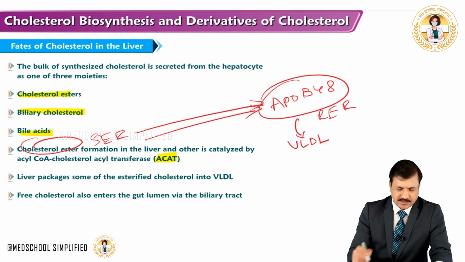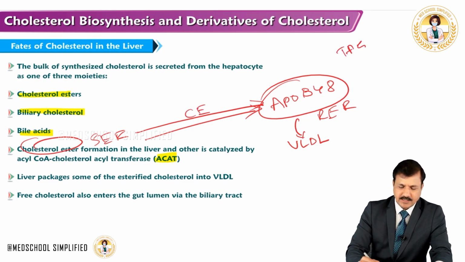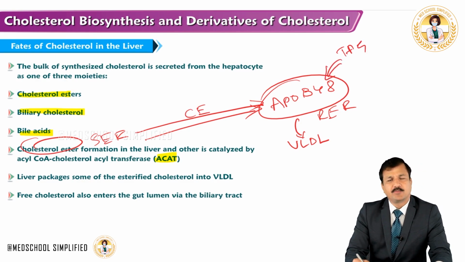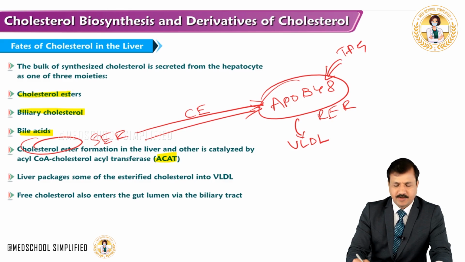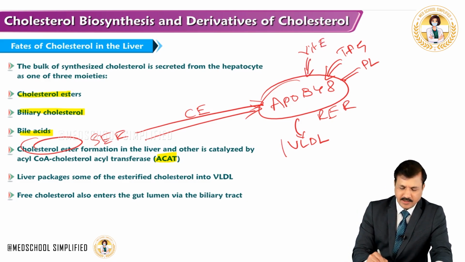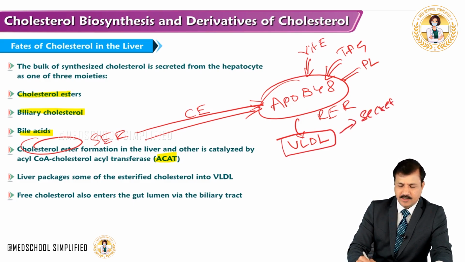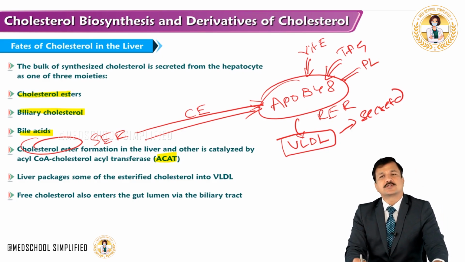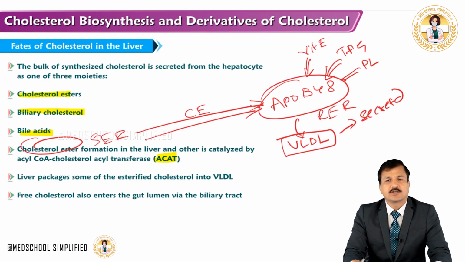And note that it is not just the cholesterol ester that is loaded onto ApoB48; triacylglycerol will also be loaded onto ApoB48 in a similar mechanism coming from the endoplasmic reticulum. The phospholipid is also loaded onto ApoB48, and vitamin E is also loaded onto ApoB48. All that will make a VLDL, and VLDL will be secreted into the blood, and that's how the liver is going to send cholesterol ester out into the circulation in the form of VLDL.